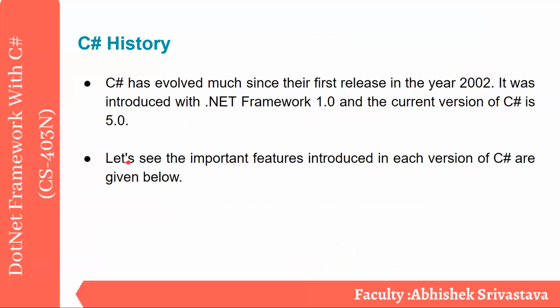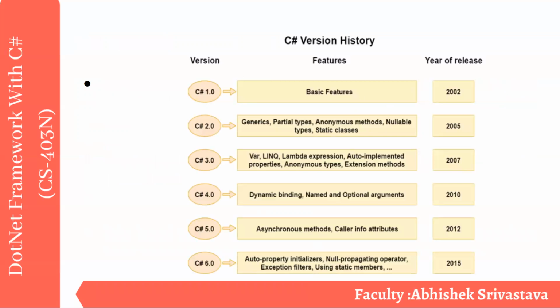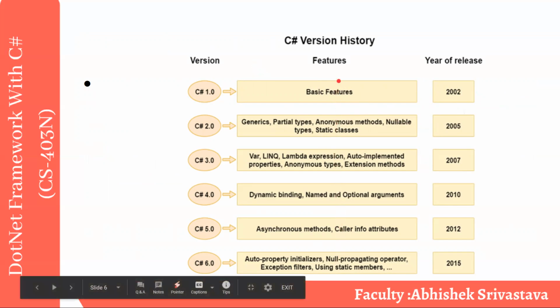All right. Let's see some important features introduced in each version of C Sharp, given below. I have a comparison of what was introduced in C Sharp. In C Sharp 1.0, which was released in 2002, and in each version, what parameters were added one by one is given here. Right now we have 6.0. Later, in 2050, it's going to be launched.